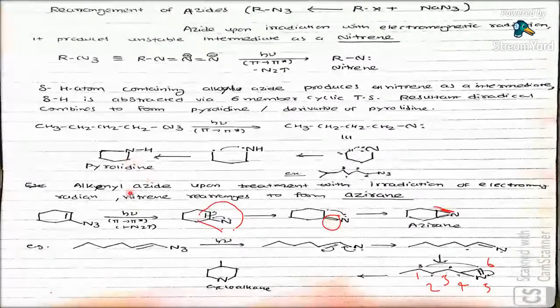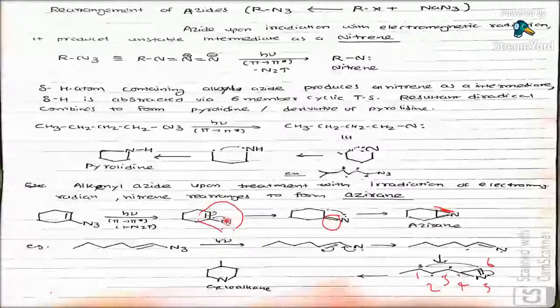Now another example is alkenyl azide. So this is the alkenyl azide. Upon irradiation with electromagnetic radiation, it rearranges with loss of nitrogen to form the azirine. So you can see here, this is your alkenyl azide. N3 is the azide species. So N3 initially will form the nitrene. So after the generation of nitrene, what will happen? It will undergo delta hydrogen abstraction. So before that, what is occurring here?